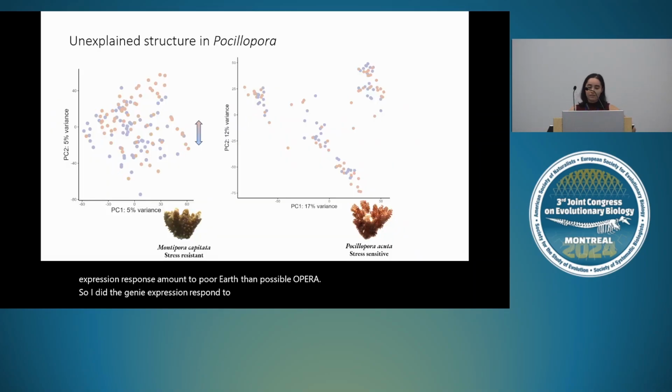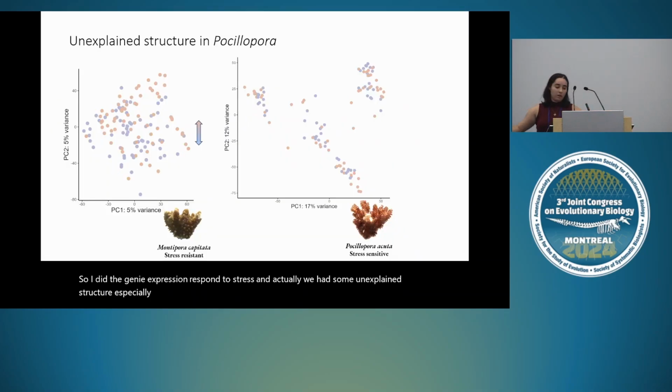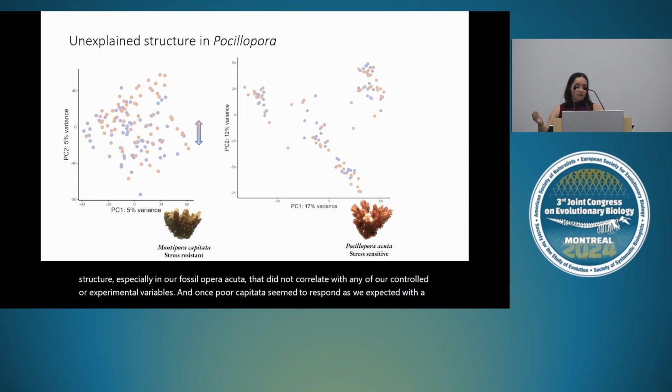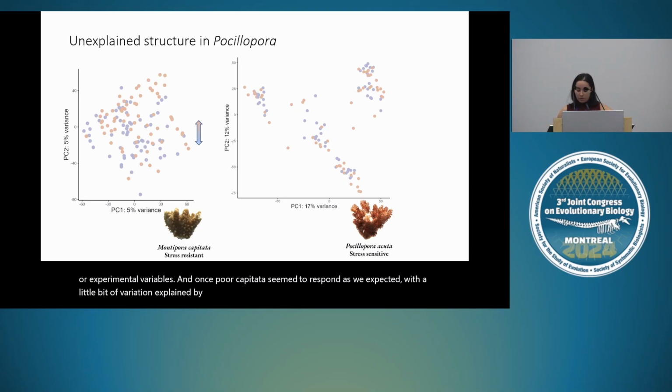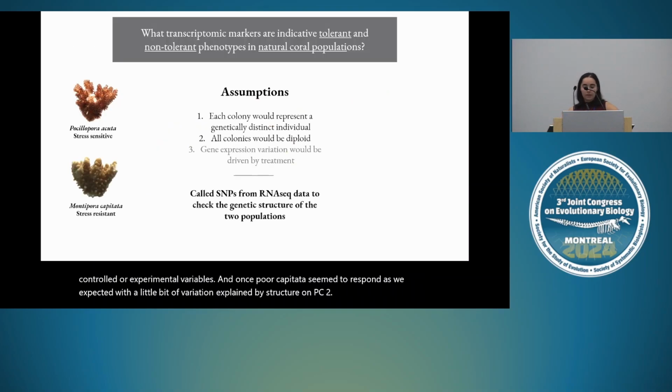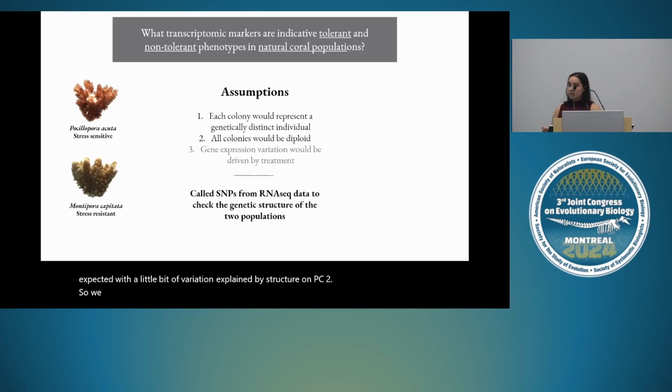And actually, we had some unexplained structure, especially in our Pocillopora acuta, that did not correlate with any of our controlled or experimental variables. And Montipora capitata seemed to respond as we expected, with a little bit of variation explained by structure on PC2. So we went back to check the assumptions of our data.